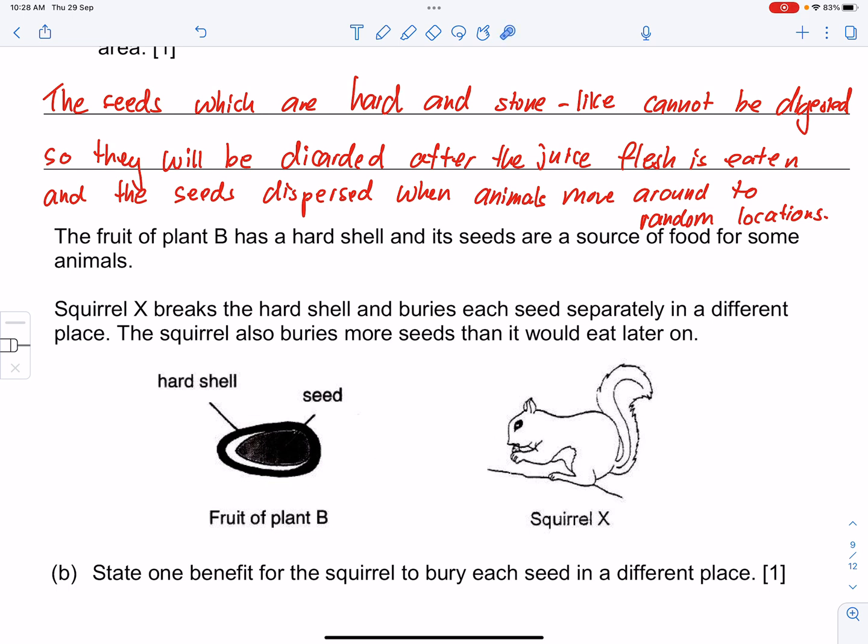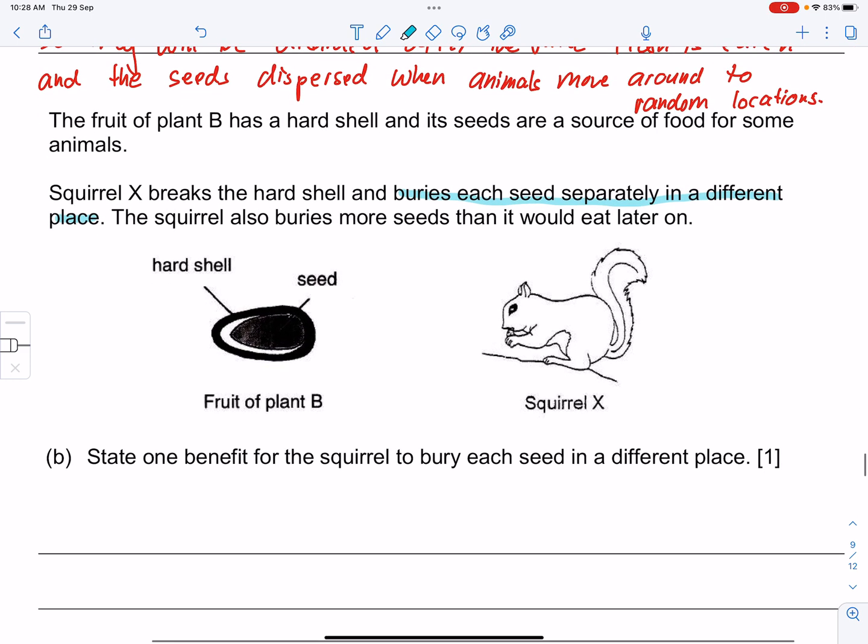Okay, next. The fruit of plant B has a hard shell and its seeds are a source of food for some animals. Okay? So squirrel X breaks the hard shell and buries each seed separately in a different place. The squirrel also buries more seeds than it would eat later on. State one benefit for the squirrel to bury each seed in a different place.